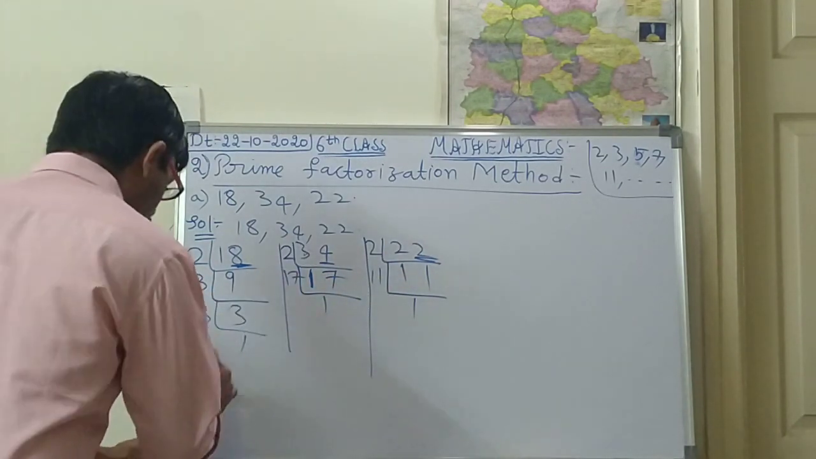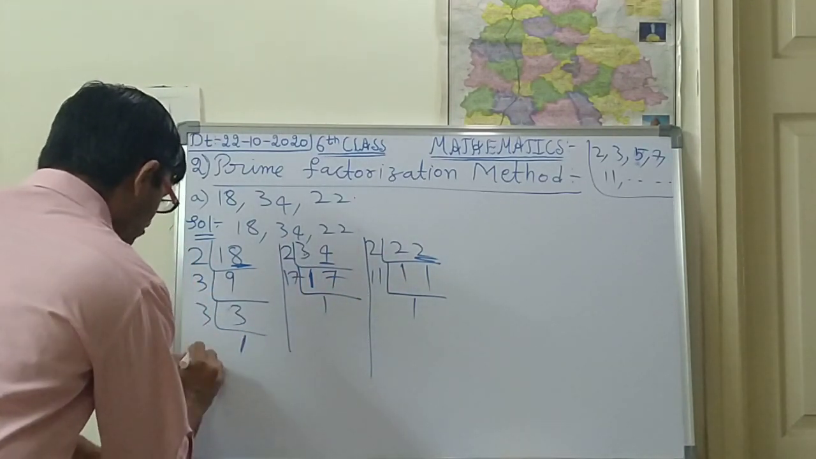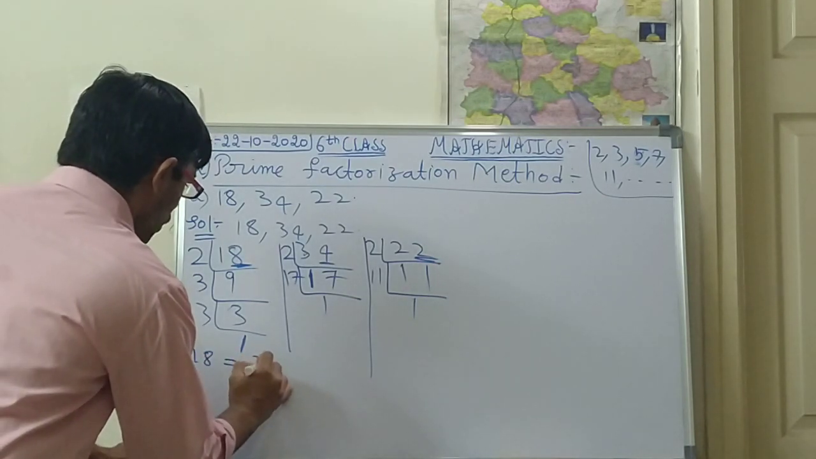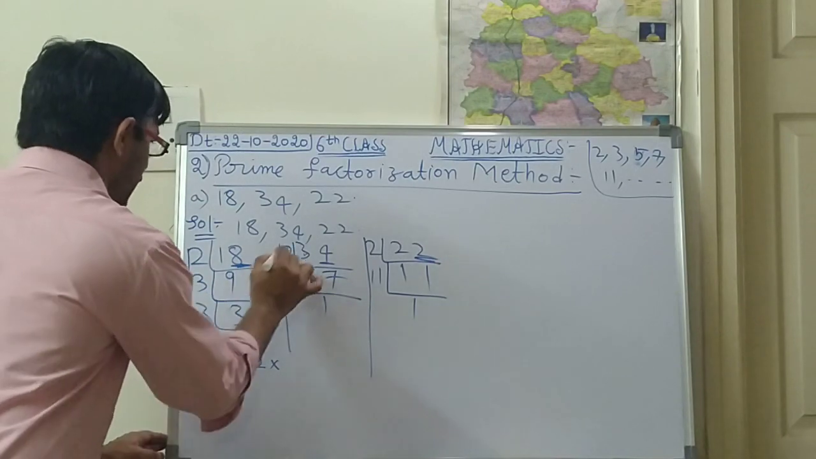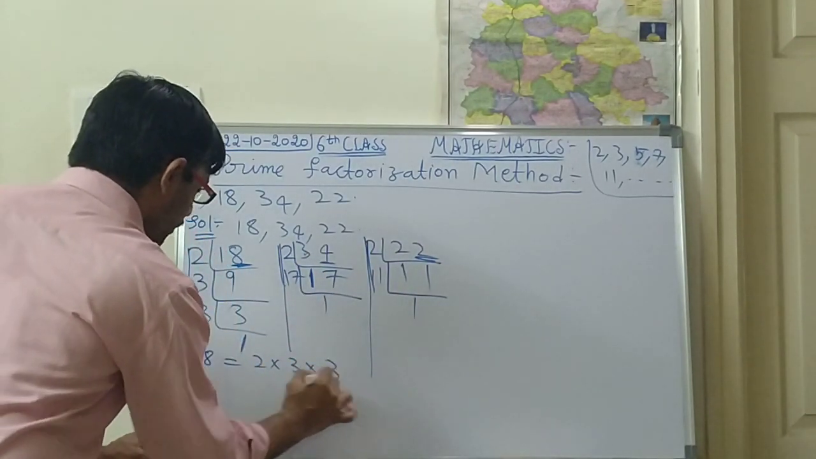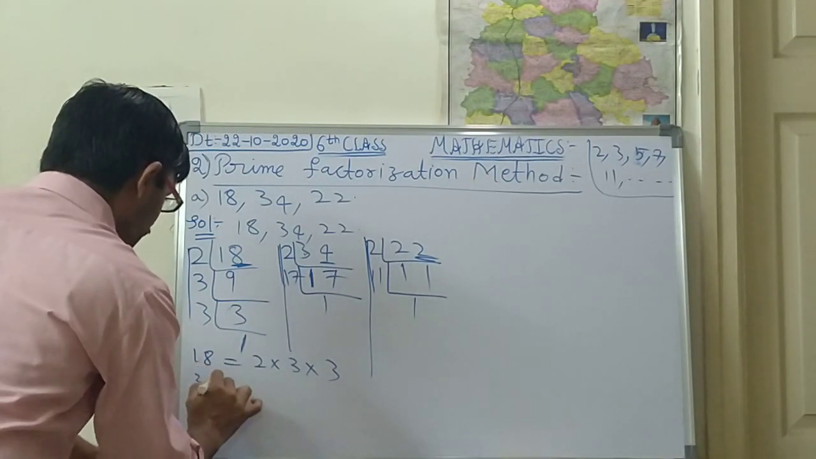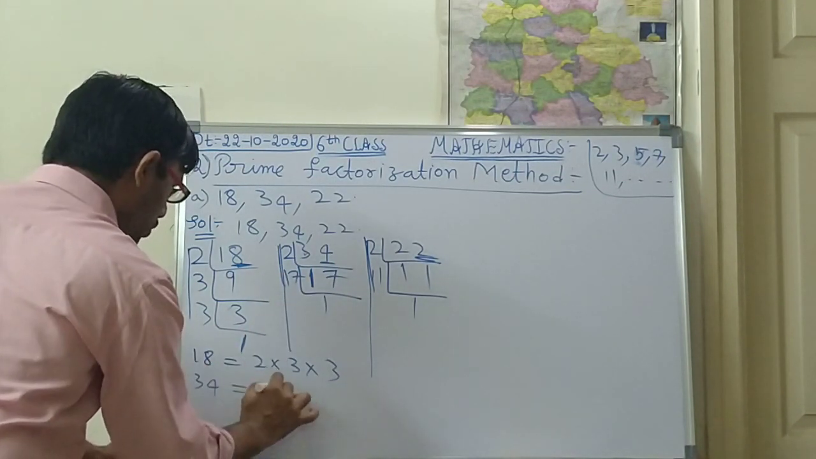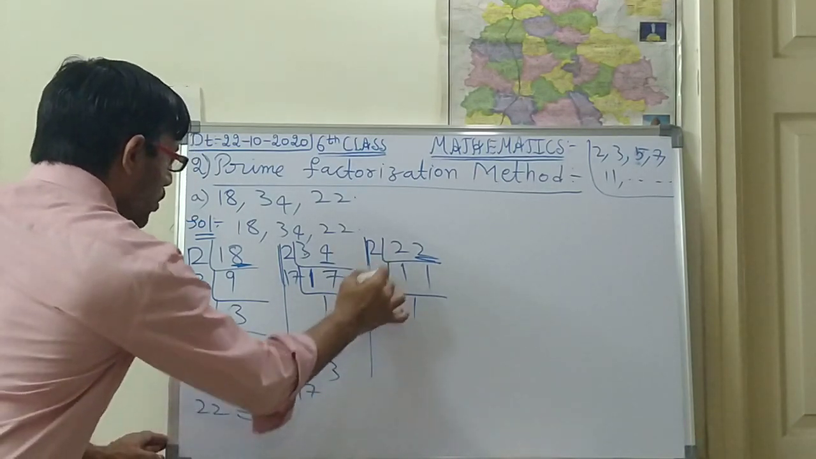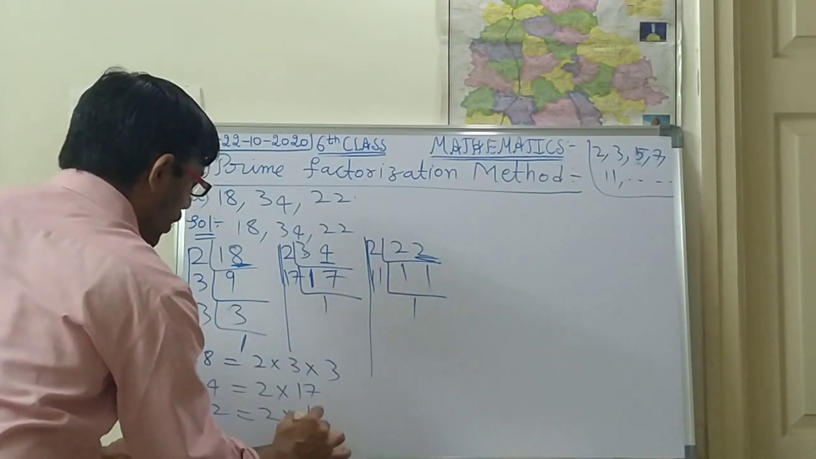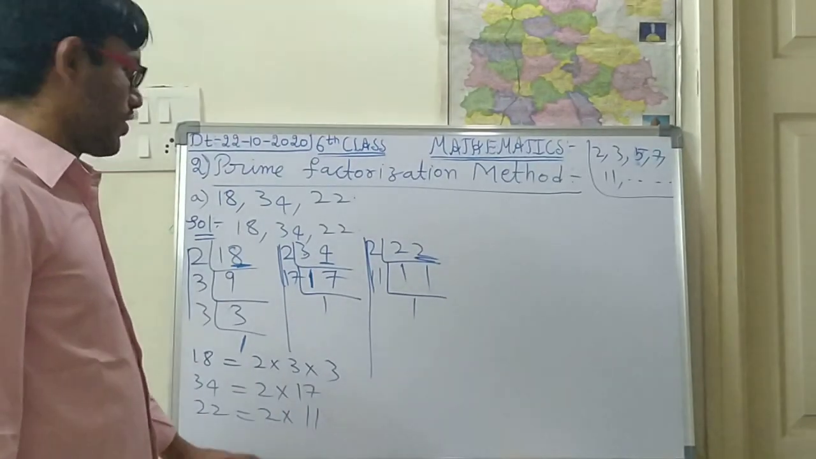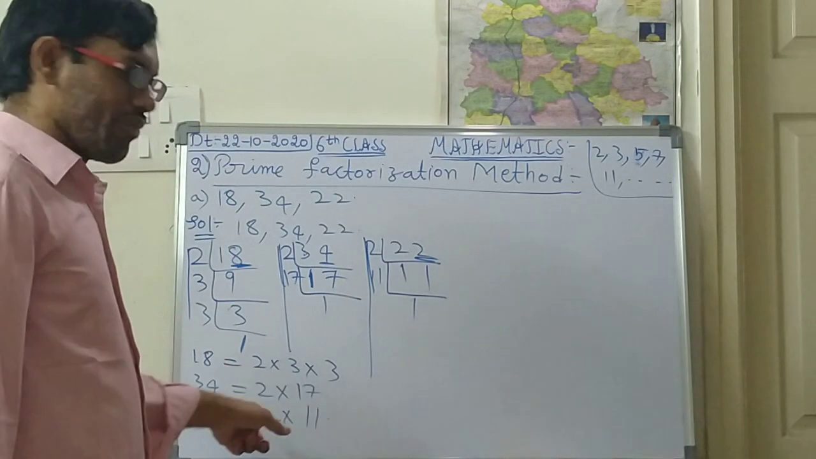Now what should we do? We should write them down. For 18, what are the factors? 2 into 3 into 3. Next, for 34, 2 into 17. Next, for 22, 2 into 11. These are the prime factors. All these numbers are prime numbers only.